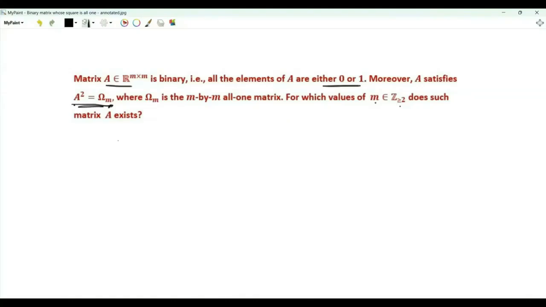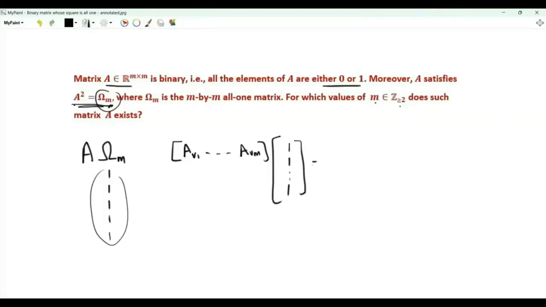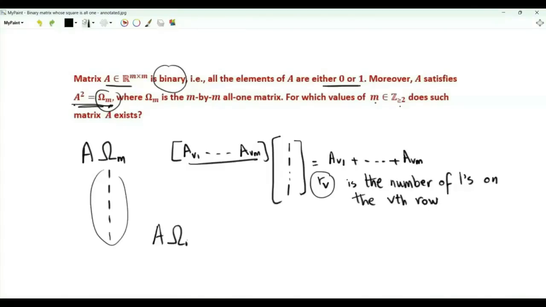We can start the solution by investigating the product of matrix A and the all-1 matrix. If we multiply A by omega m, each column here is all-1. When we multiply a matrix by an all-1 vector, we get the sum of each row. This is the v-th row of matrix A. When multiplied by the all-1 vector, we get the sum of these elements. Let's denote this sum by R_v. So R_v is the sum of the elements on the v-th row of the matrix. Because our matrix is binary, R_v is also the number of ones on the v-th row. Matrix A times omega m.